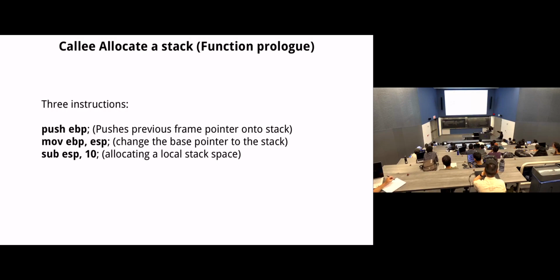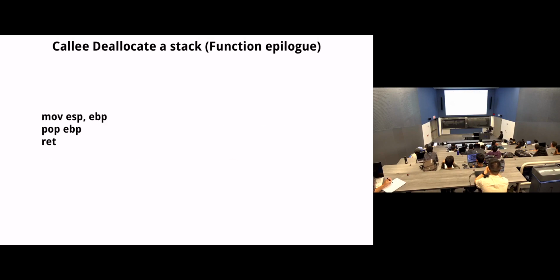So here, this is the callee part. This is called the function prologue, because most functions will start with this. Just those three instructions. Push EBP to reserve the previous function's frame pointer, then move ESP to EBP to set up its own frame, then subtract some number from ESP to reserve space for local variables.